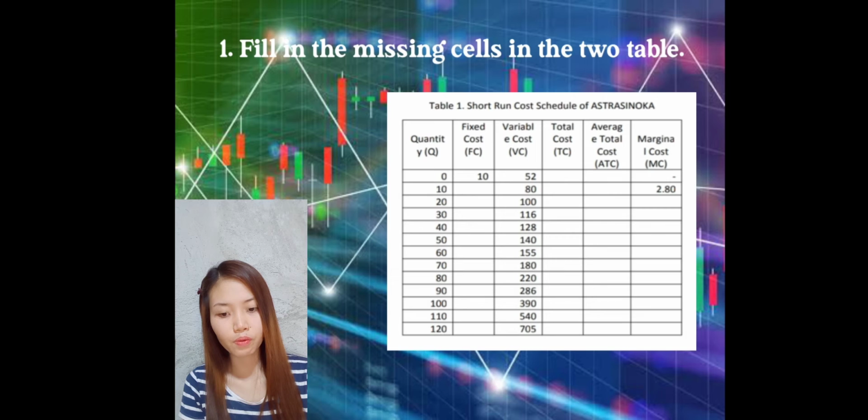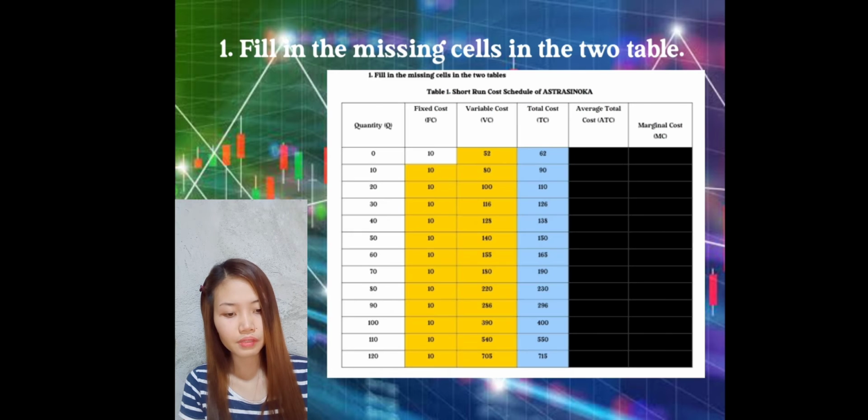Task question number 1. Fill in the missing cells into the table. Table 1. Short run cost schedule of AstraZeneca. To complete the table, we need to solve for total cost, average total cost, and marginal cost. I assume that fixed cost is equal to 10. To solve for total cost, you need to add fixed cost and variable cost. And there you have it.